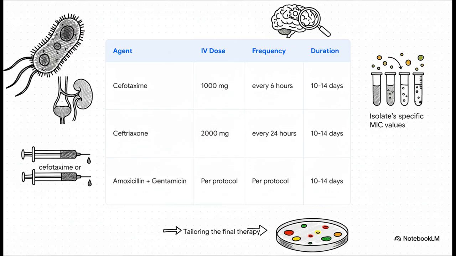For example, if we look at the Dutch SWAB guidelines for a complicated UTI, they might suggest starting with something like cefotaxime or ceftriaxone. But, and this is the most important part, that's just the starting gun. The final treatment plan must always be tailored to the specific MIC values you report for that particular isolate.